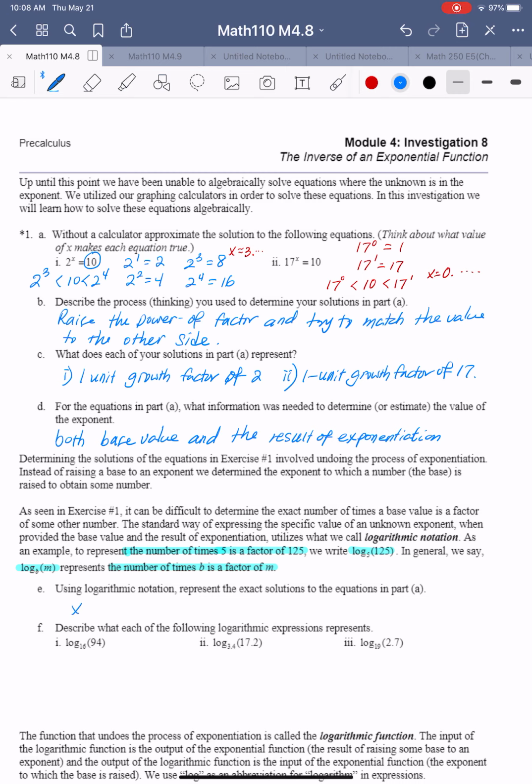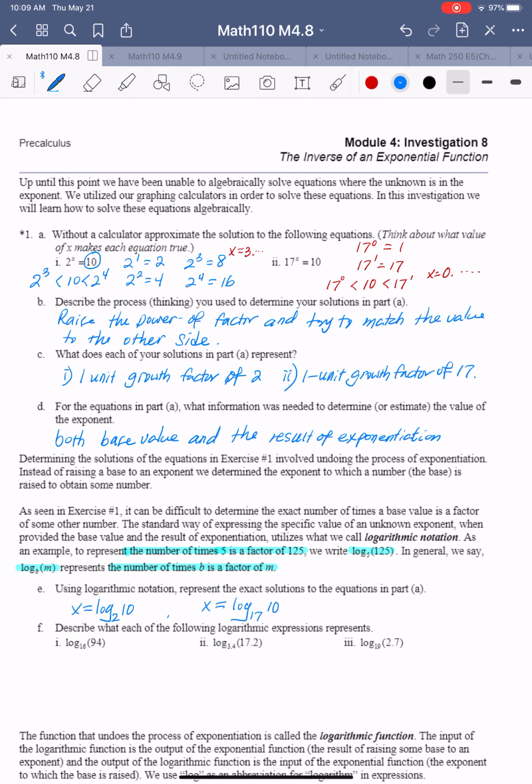Using logarithmic notation, represent the exact solutions to the equations of part A. x is equal to log base 2 of 10, which means the number of times 2 is a factor of 10. And the other one is x equals log base 17 of 10.